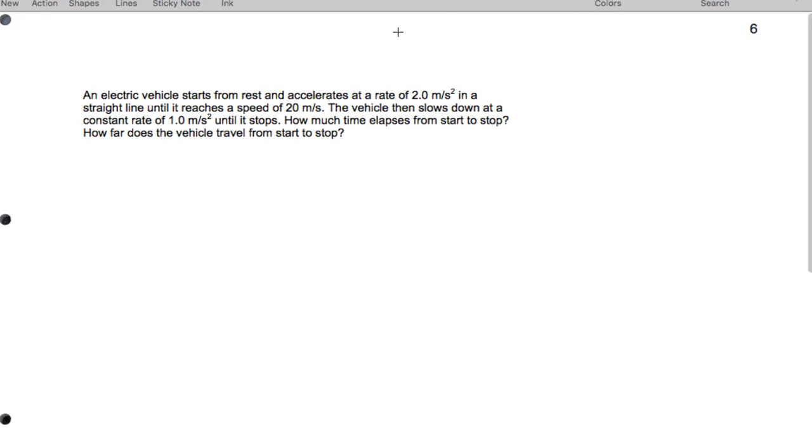All right, so we have a problem with an electric vehicle, and it accelerates at a rate of 2 meters per second squared in a straight line until it reaches 20 meters per second. Then it slows down at a different constant rate until it stops. So we want to know how much time it takes to take this whole trip and how far it goes during the trip.